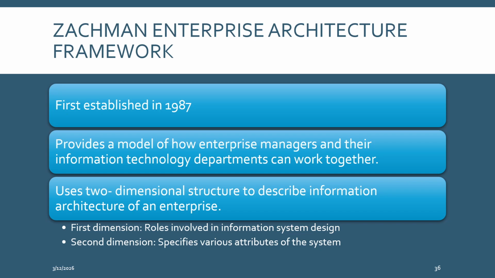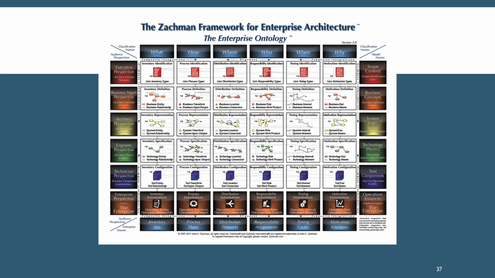There is another framework called the Zachman Enterprise Architecture Framework that was established in 1987. This is a model that tells us how enterprise managers and their information technology can work together. It uses a two-dimensional structure to describe the information architecture of the enterprise. The first dimension is about the roles, and the second dimension is about the attributes of the system. And this is a graphical representation of those domains.